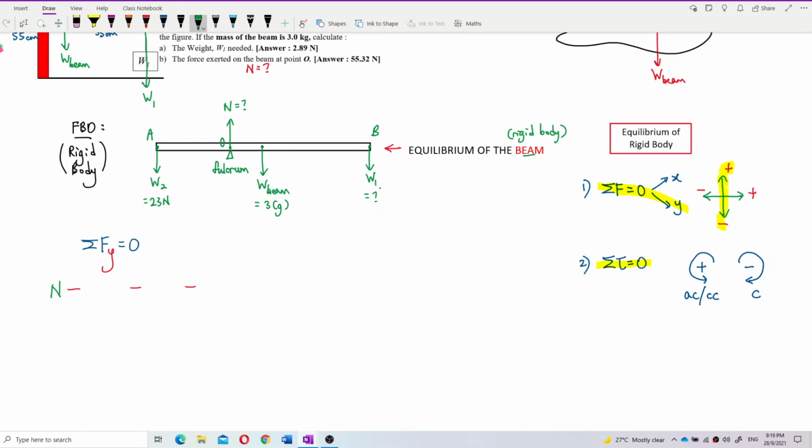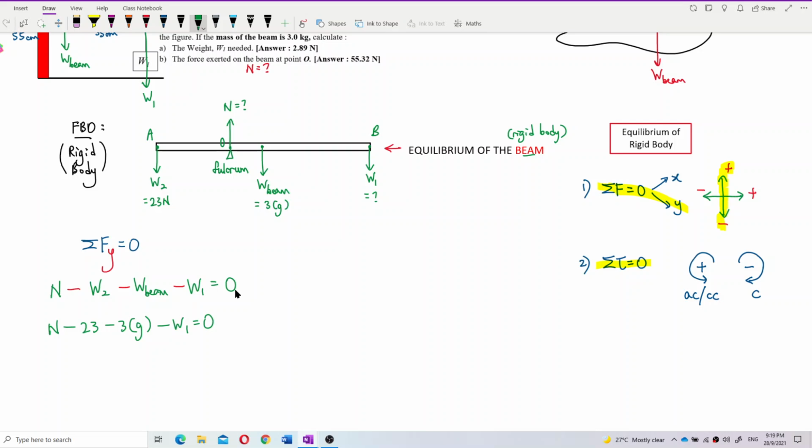Okay, so I want to write it. First we have the W2, and then we have the W beam. Then we have the W1 equal to 0. So solved already for y component. Okay, we got one equation already. So this is the normal force minus W2, which is 23 Newton. And then minus the beam, which is 3 times gravity, and the W1.